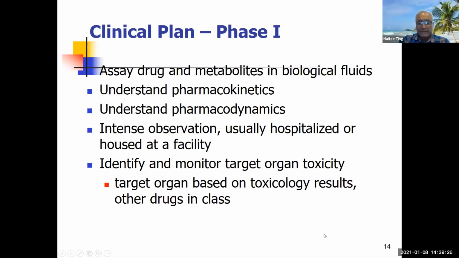So at phase 1, you really want to watch safety. Remember, I was talking about dose escalation. Start with a very low dose, then you escalate. You want to be very careful. You don't want the drug to cause any problem. So you're looking at the drug safety. You don't want to see any toxicology or any target organ problems.